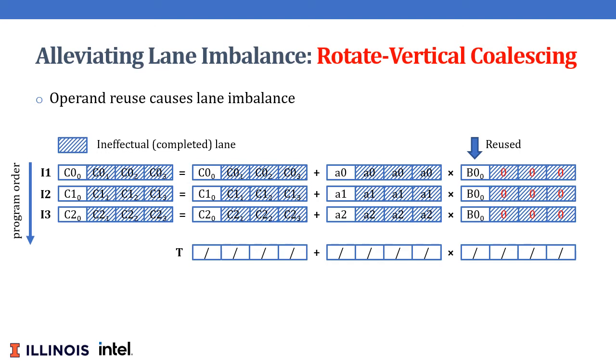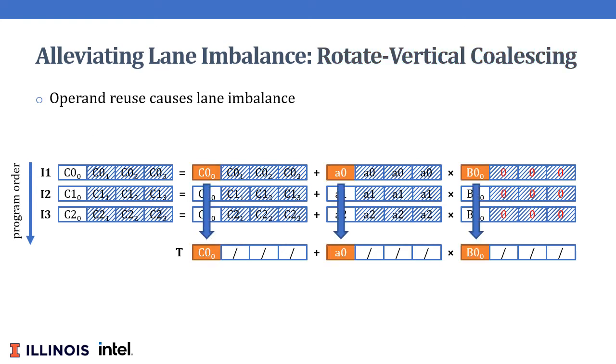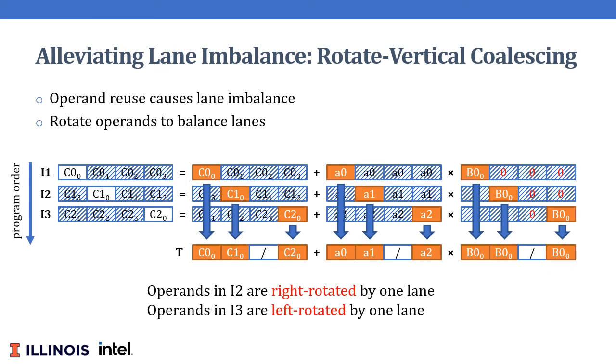This kind of lane imbalance is very common when operands are reused. For example, all these 3 instructions use B0 as a non-broadcasted multiplicand. Because the same vector has the same sparsity pattern, vertical coalescing can only schedule lane 1 in I1, but not the effectual lanes from I2 nor I3. To balance the lanes, SAVE applies limited rotation to the operands. We call this rotate vertical coalescing. With this technique, operands in I2 are right rotated by 1 lane, and those from I3 are left rotated by 1 lane. After the rotation, all effectual lanes from these instructions can be scheduled.